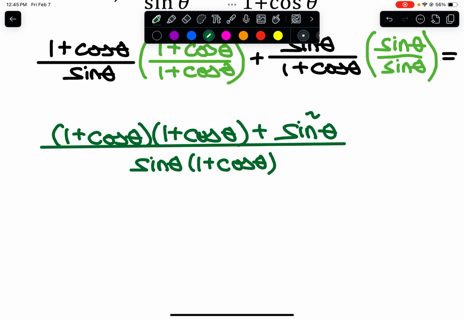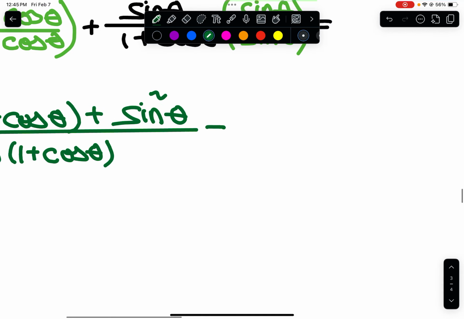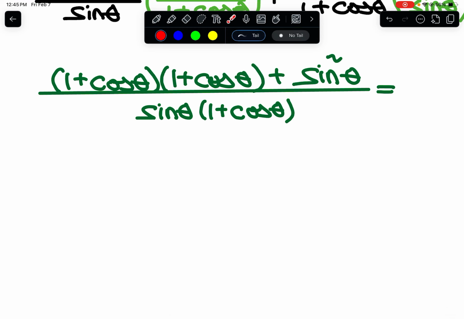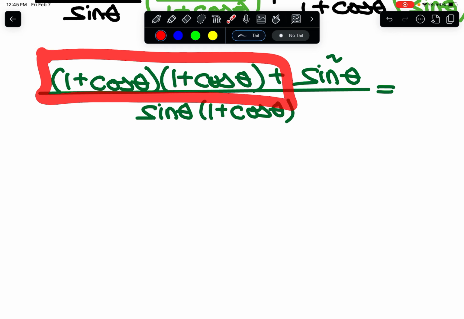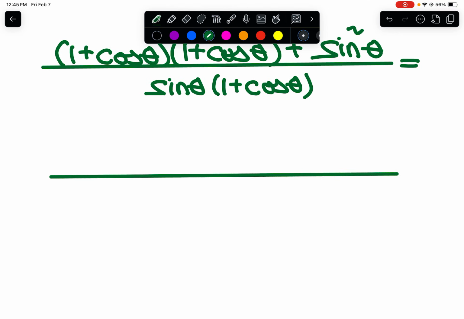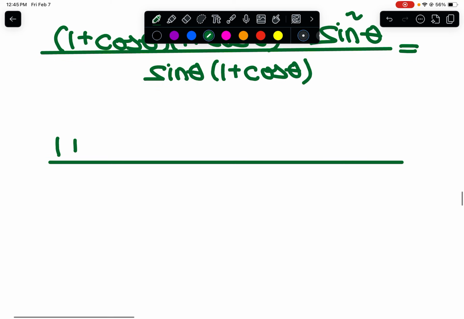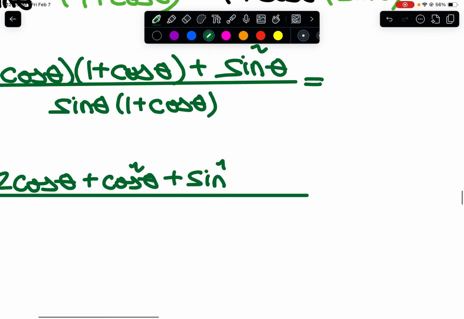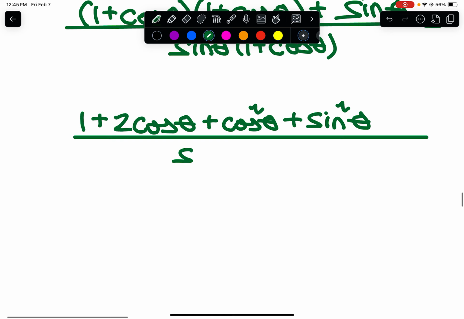Ooh, lordy. So in the top, I'm now going to multiply this part out because I really can't do much. When I multiply that left side out, that's going to give me 1 plus 2 cosine theta plus cosine squared theta. So I went ahead and multiplied it out. And then plus sine squared theta, and that's going to be over sine theta times 1 plus cosine theta.